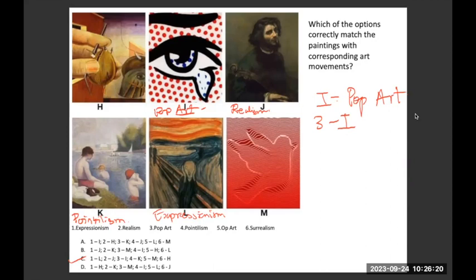5 is op art, which is M. So this is op art. And this is surrealism. Yeah, I also knew about surrealism, which is this one. So the correct option in this case is option C. I am writing this for you to understand the typology.